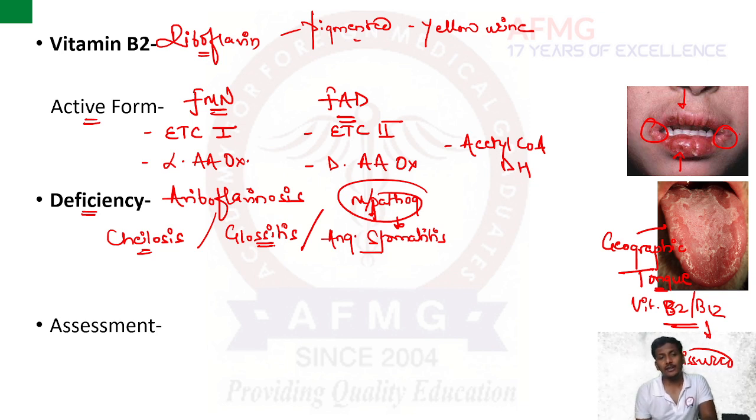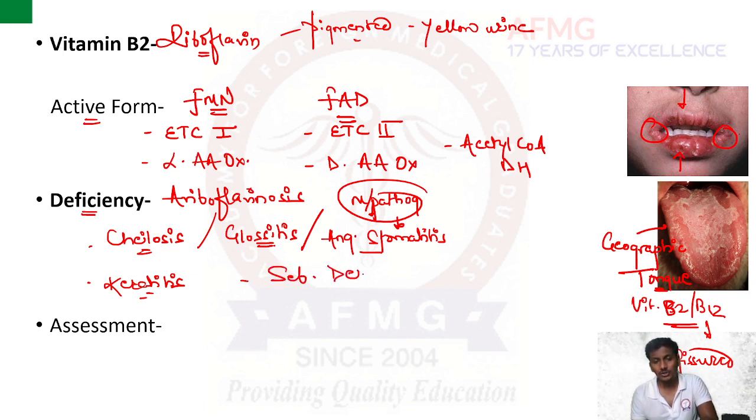Apart from that, there can also be some eye manifestations. There can be keratitis in this patient, there can be conjunctivitis, lacrimation, photophobia even, and some cases can also describe seborrheic dermatitis in this patient. There is a high risk of seborrheic dermatitis as well, right? So please remember all of these.